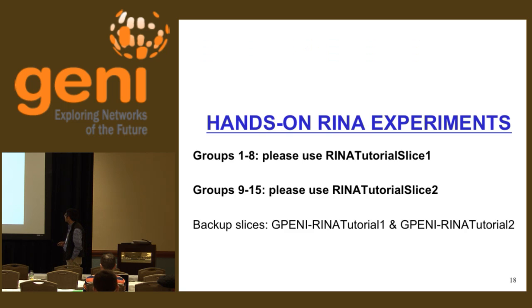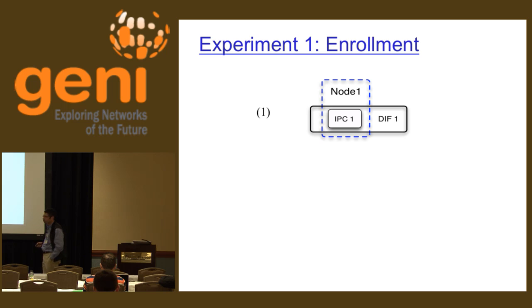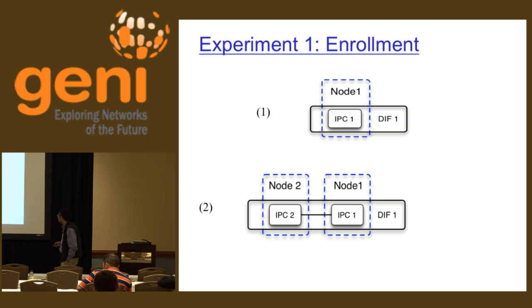All right, so the first experiment, hopefully it goes well, just to show you the enrollment, right? If you take the first handout that you have, if you are doing the experiment, this will give you hopefully a better feel of what's going on. So we have node 1 that will have one IPC process, IPC1, and it will be the initial member of DIF1. Okay, so it will actually be the first member in that DIF. You will see that in the configuration files for the RINA nodes that we have.